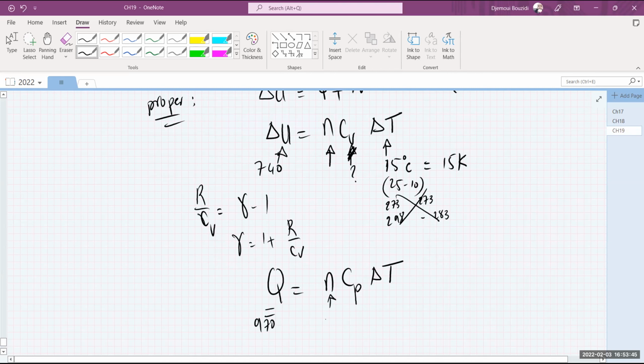We have N, the number of moles, 1.75 moles. We have also delta T, which is the same thing, 15 Kelvin. And we can find CP from here. If we find CP, we can actually find gamma also.